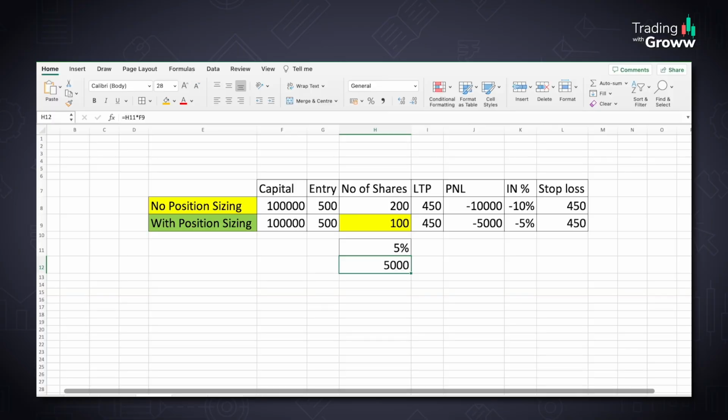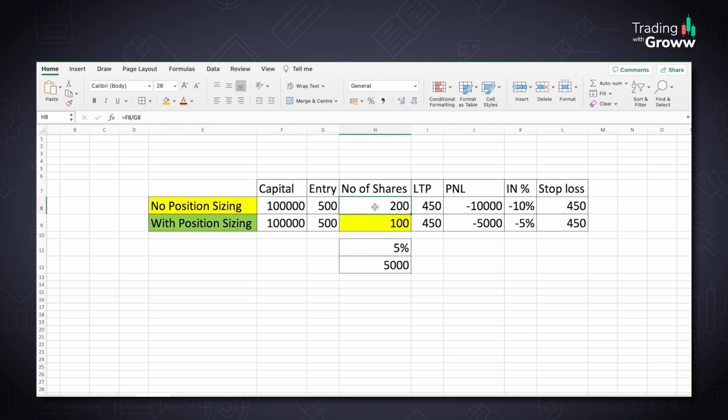Let me explain with an example how you can follow proper position sizing with respect to swing trading, which can help you to become a profitable swing trader. Let's consider this scenario where we are focusing on with position sizing and without position sizing. Say you have a capital of 1 lakh, and let's first start with how most normal traders follow. Say their entry price for a stock is 500 rupees and the stop loss is 450 rupees, where they want to exit the trade.